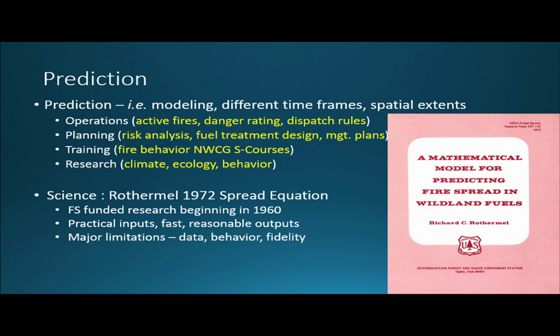The basis for all of this in practice in the United States is the Rothermel spread equation, published in 1972, but which was a culmination of about a decade or more of laboratory and field research in Missoula. It's got very practical inputs. It's fast. It produces fairly reasonable outputs, despite the fact that it's got major limitations: the kinds of data, the detail that can be ingested, the behavior of the fires that can be simulated, and the fidelity with respect to the actual fire.